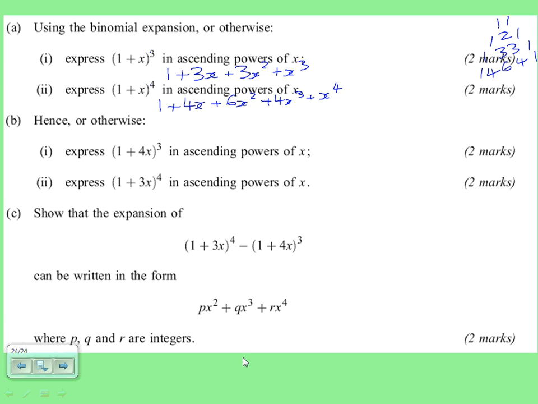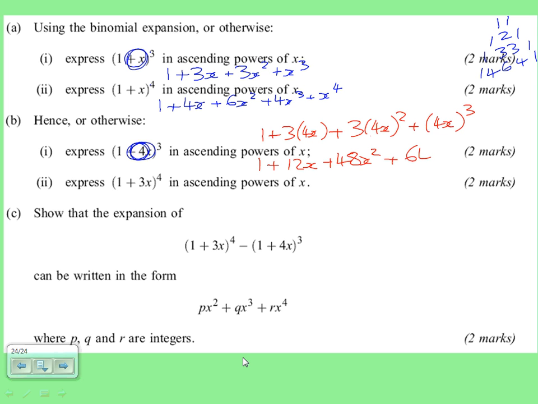The trick on the next one, although you could just start it all again, is noticing that this thing here is just the same as this one here, but a 4x where the x is. So what we're going to do is just write this thing out again, but instead of writing x, I'm going to write 4x in a bracket, 4x in a bracket, 4x in a bracket. And we can work that bit out.